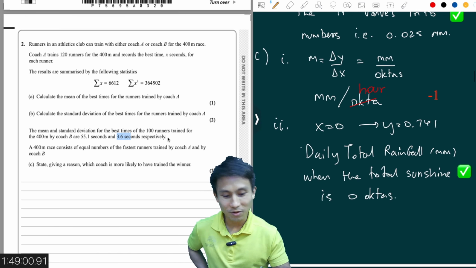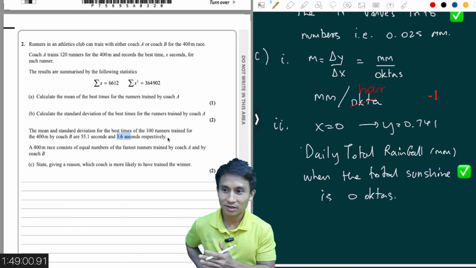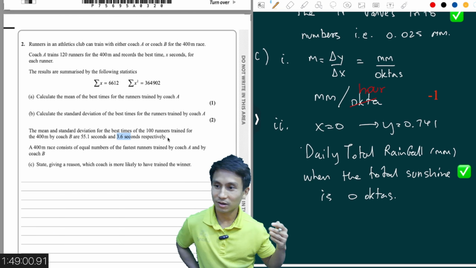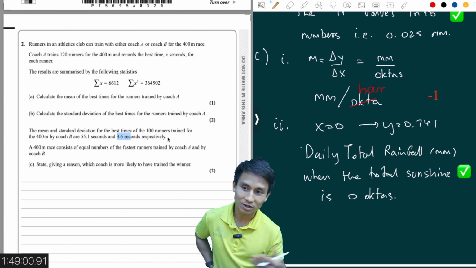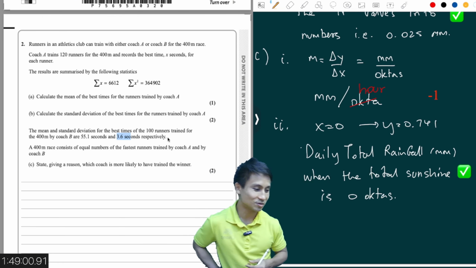But this one is a follow-through, I think, so I got the context right. It's just the number, the daily mean rainfall when the total sunshine is 0. And I don't think they're going to take marks away if I write 0 octas there, so it is still fine.